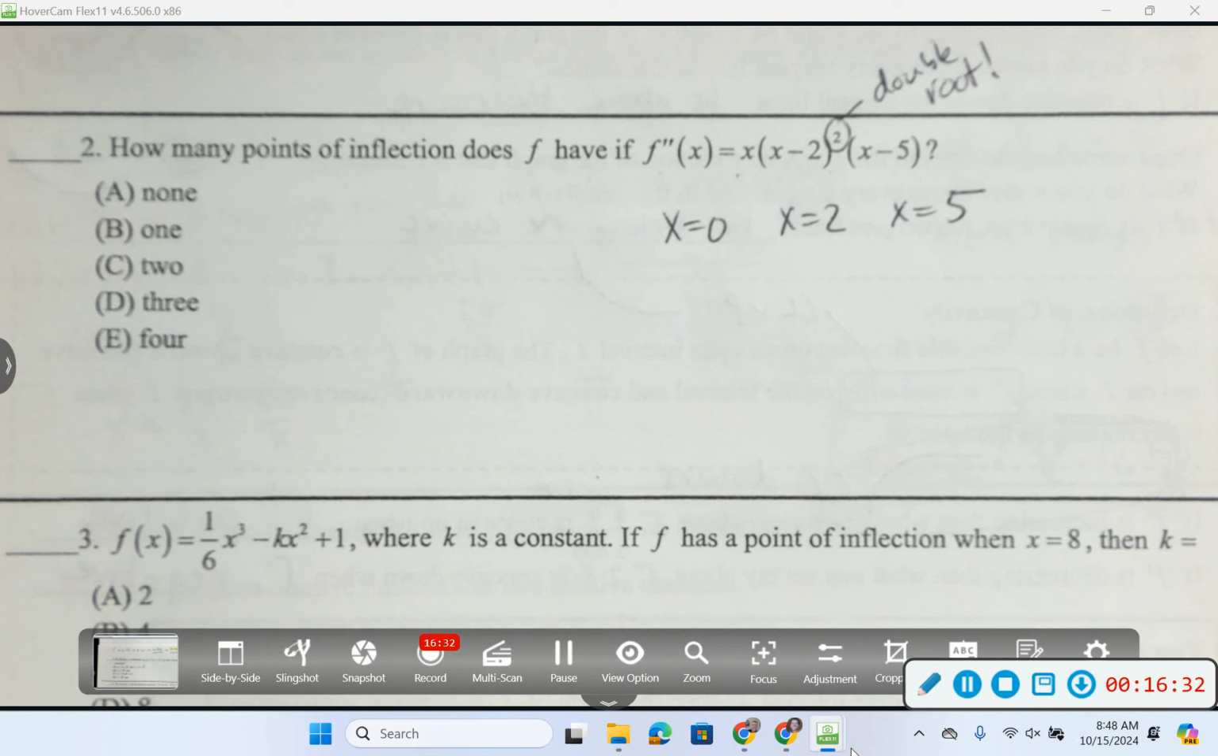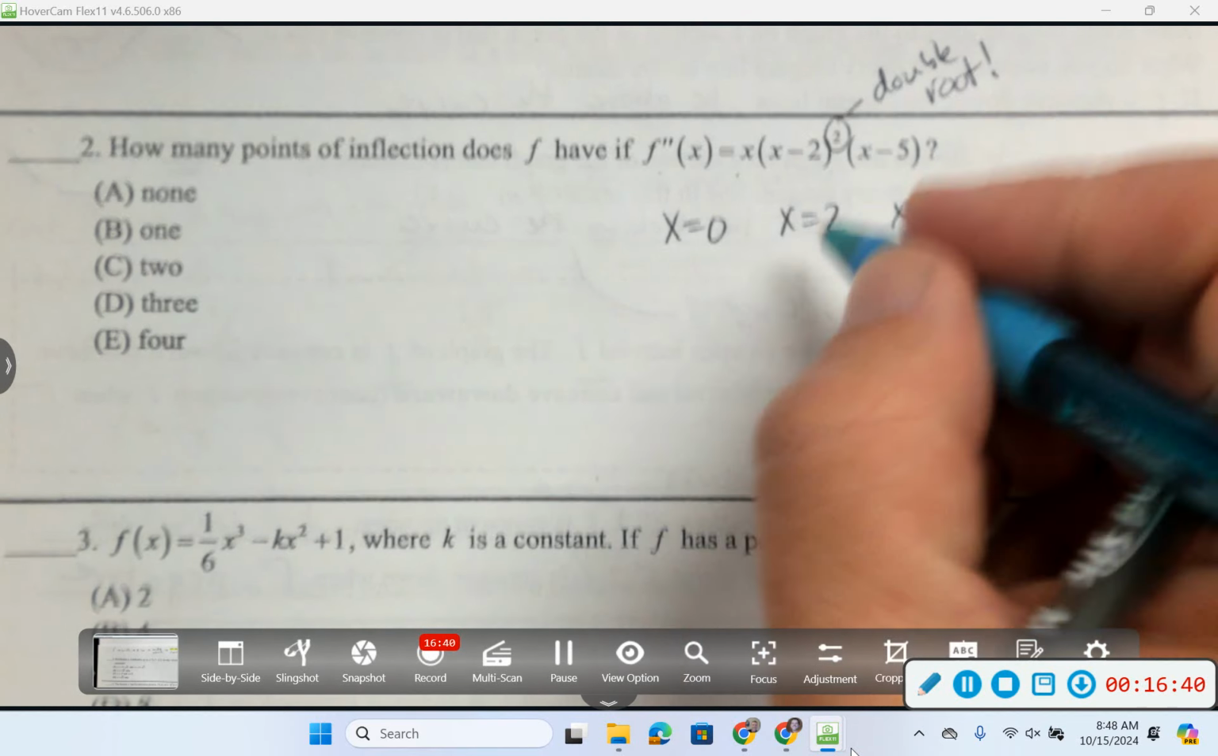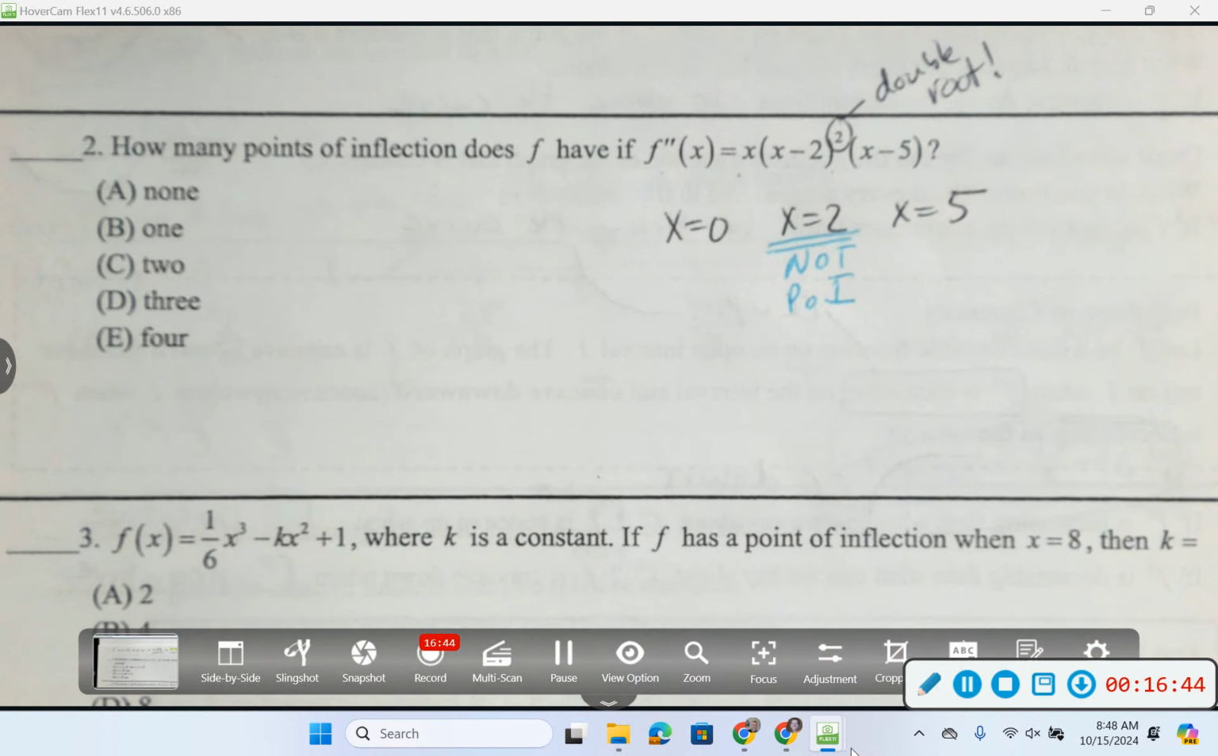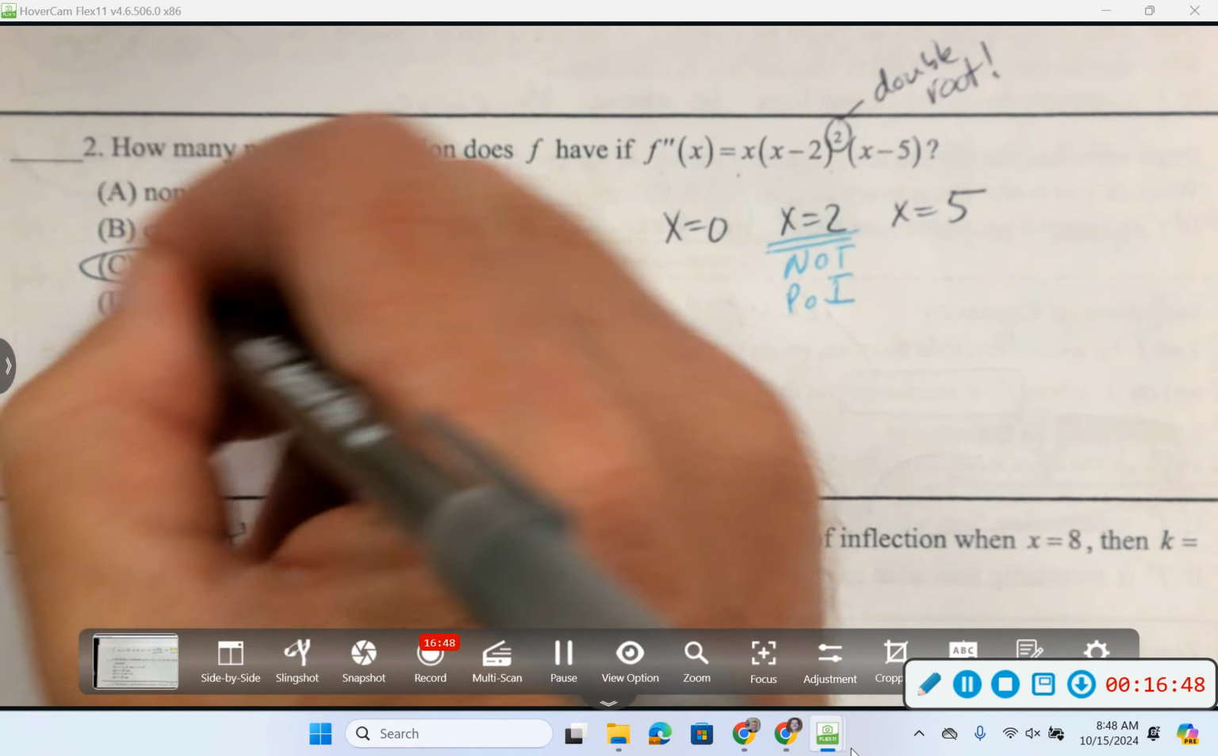So how many of those are points of inflection and why? If you want to do the shortcut method here. Why are you telling me 2, Caden? You're right. Because of the double root. This one is not going to be a point of inflection because of the double root. So it's going to be 2.